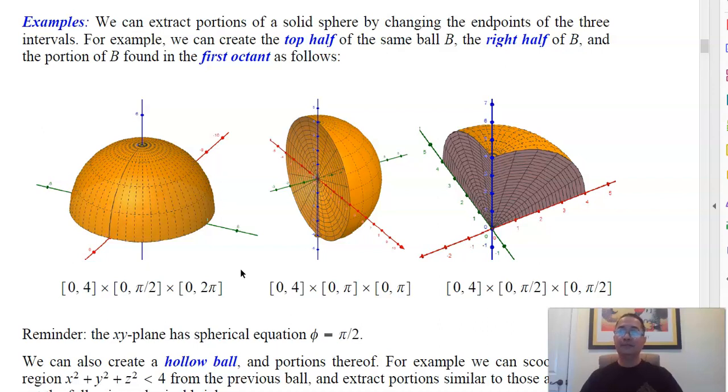What if you only want the portion in the first octant? So phi will go from 0 to pi over 2, the xy plane once again. But now theta will rotate only from 0 up to pi over 2. Therefore we get this portion. What happens if you multiply these? Pi squared over 4. We only got pi squared, right? So is this a quarter of these?